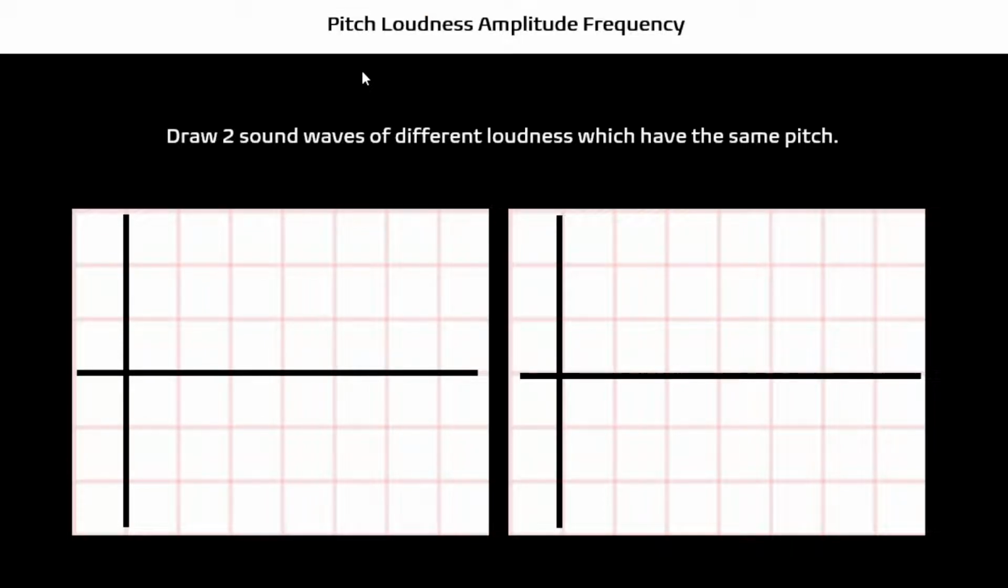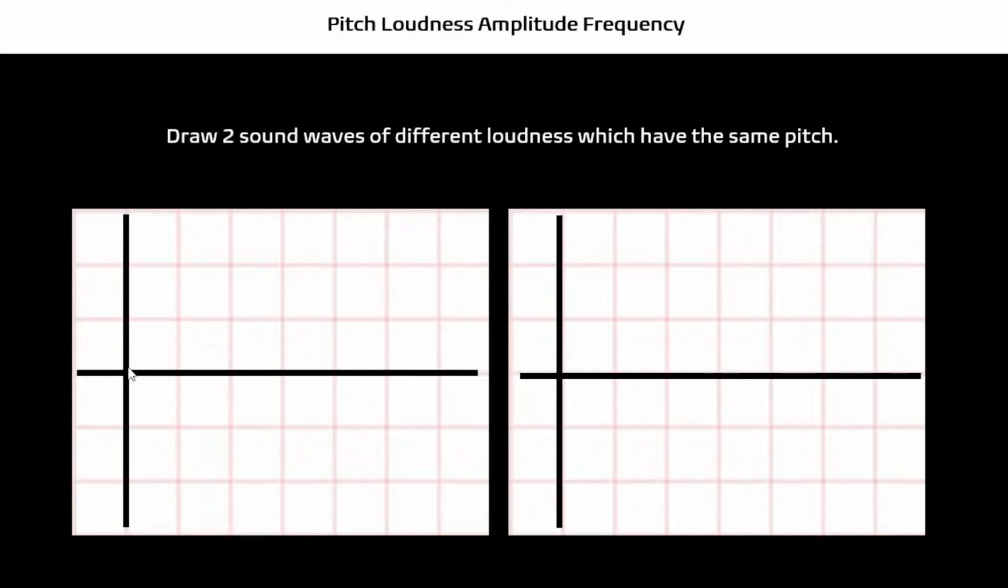Now, let's try to see the difference between loudness and pitch, because loudness and pitch are not related to each other. Okay, just because something is loud doesn't mean that it has a high pitch. Now, let's draw some example here to see it, okay? So now let's draw two sound waves of different loudness, which are going to have the same pitch.